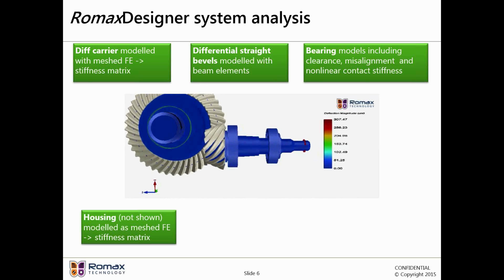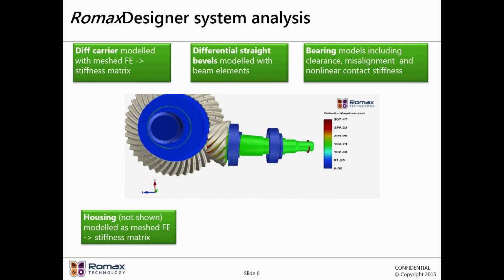Gearbox housings can be included. There's one in this model, it's just hidden. And those housing models can be imported as CAD or meshed FE and then reduced to a stiffness matrix between the connection points.